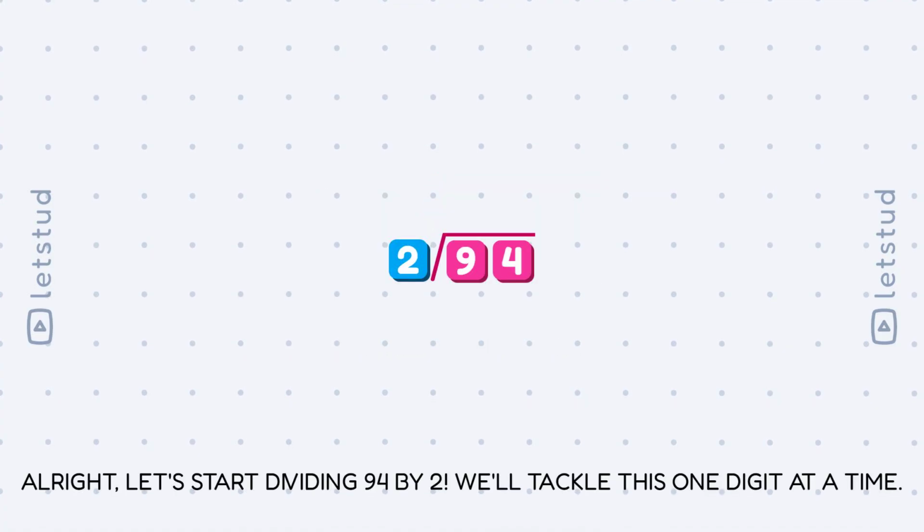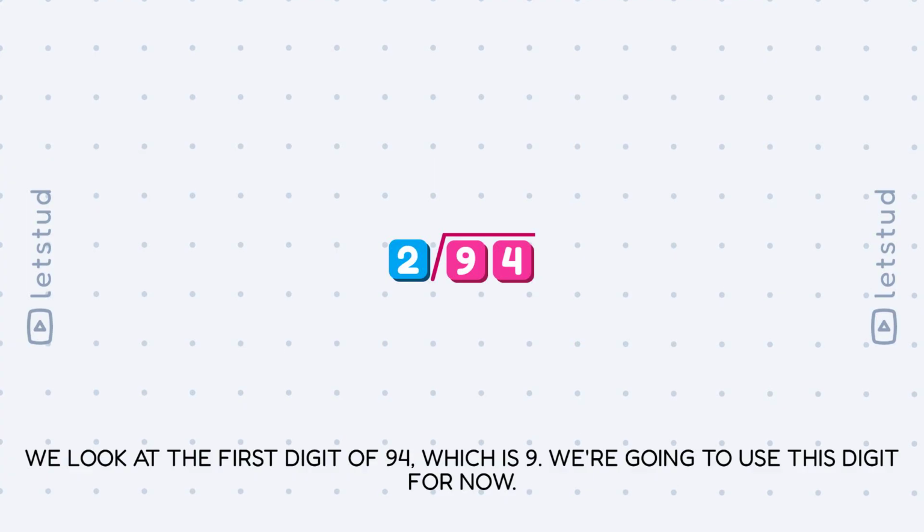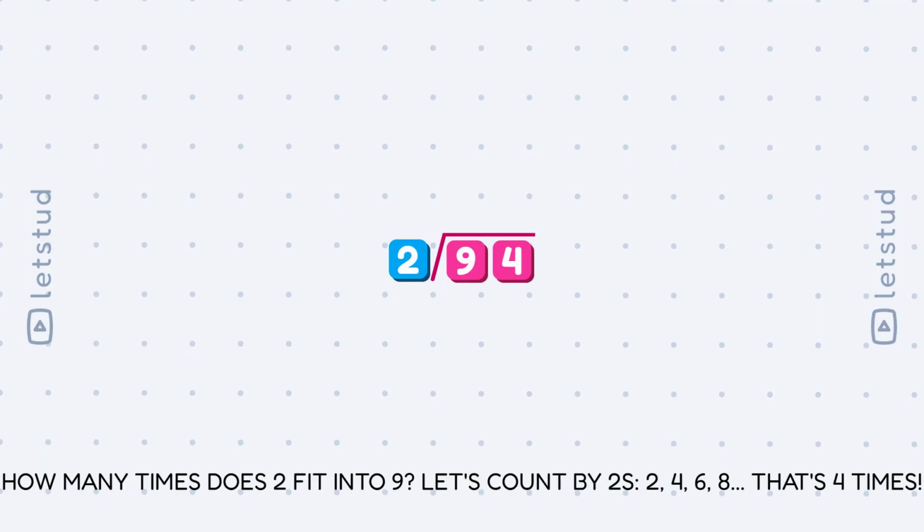Alright, let's start dividing 94 by 2. We'll tackle this one digit at a time. We look at the first digit of 94, which is nine. We're going to use this digit for now. How many times does 2 fit into nine? Let's count by 2's: 2, 4, 6, 8.